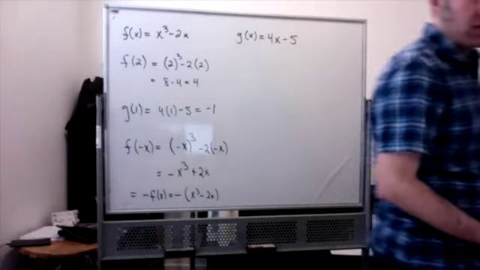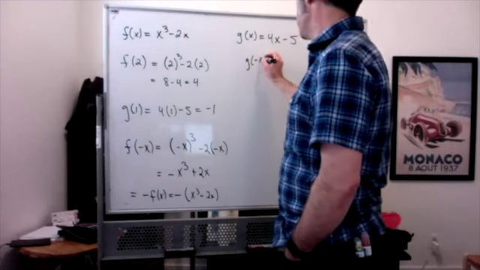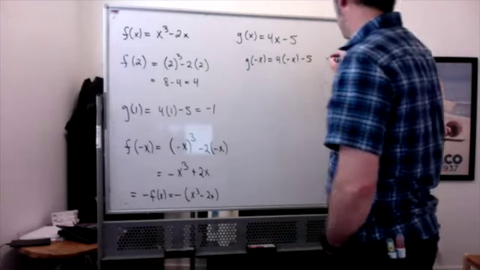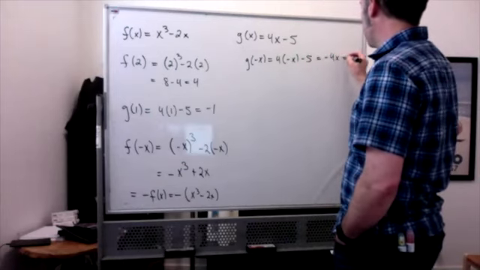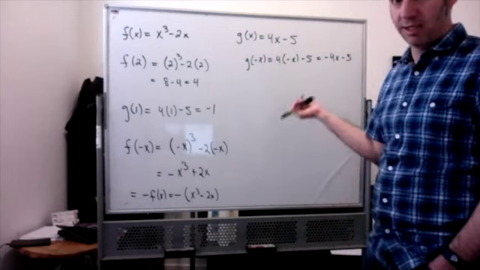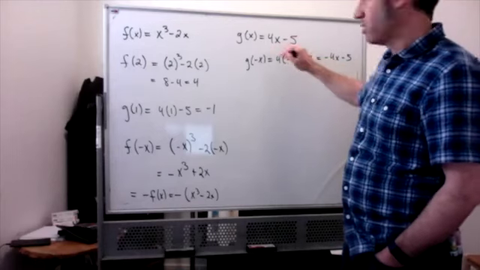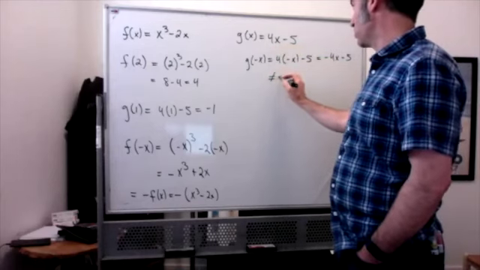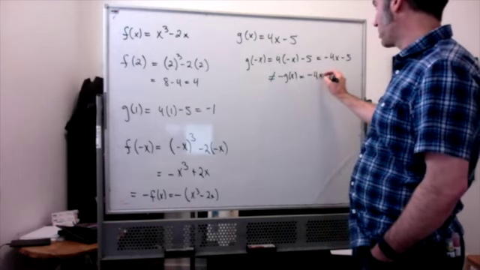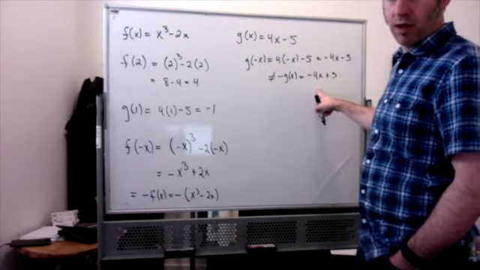Or we could look at g of negative x. g of negative x is 4 times negative x minus 5, which is negative 4x minus 5. Which I will also point out, just because we were talking about it last class, this is neither even nor odd. It's not equal to the original. It's also not equal to the negative of the original, which is negative 4x plus 5. Not the same. Neither even nor odd.